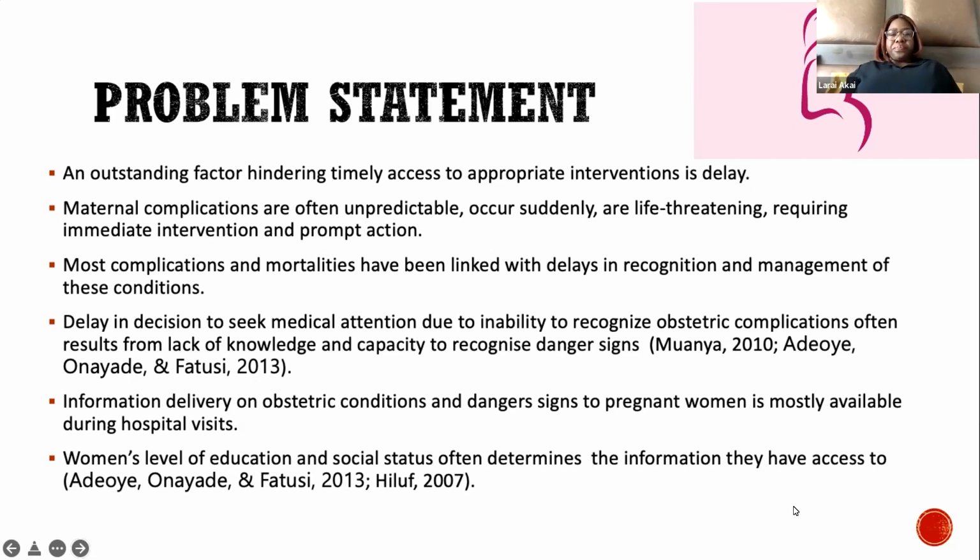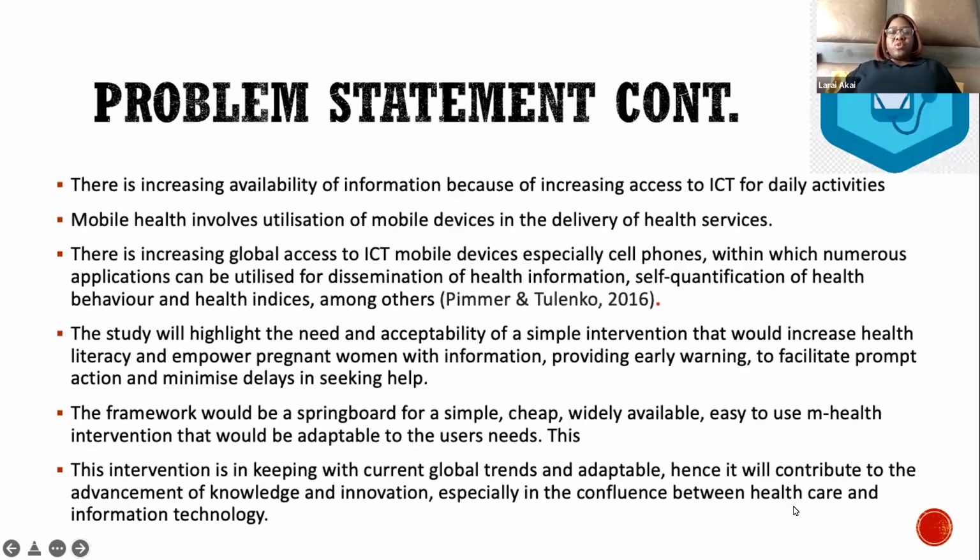And information on obstetric conditions and danger signs is usually delivered to pregnant women most often during their hospital visits. So that means most of the time, pregnant women are not sufficiently knowledgeable to recognize or identify complications. In addition, researchers have identified that women's level of education and social status often determine the amount of information they have access to. So that also plays a role in being able to recognize and respond appropriately to maternal complications.